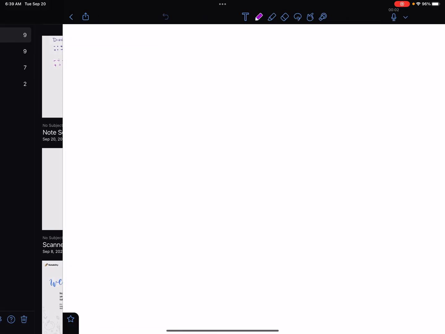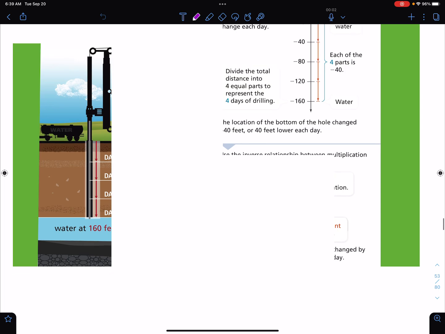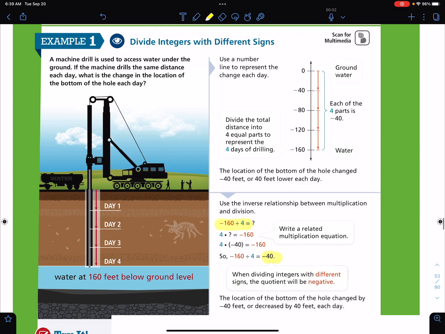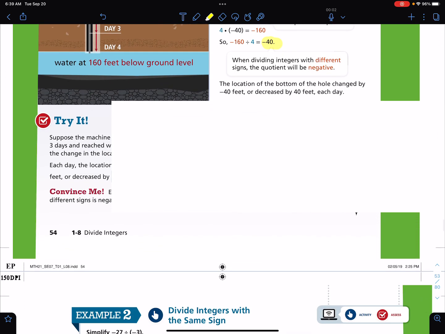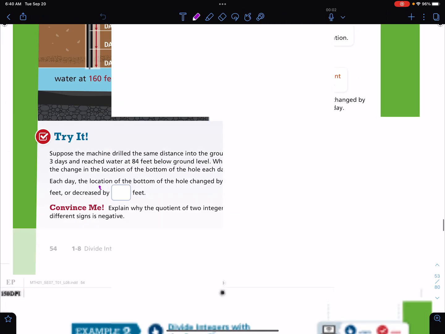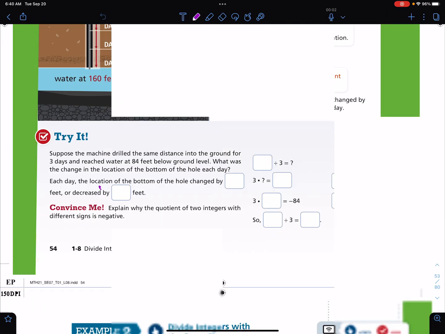So let's go to our books and see what it says about division. You'll notice this is a negative divided by a positive, so that means our answer will be negative. We're going to do the try it, assuming my computer will show this. Well, it's not showing the try it, so let's go out and back in. There it goes. Now we have most of it.